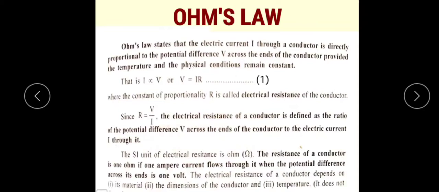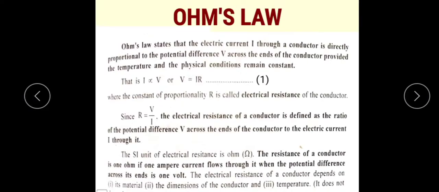The resistance depends on the temperature also. If the temperature is more, obviously its resistance is more. How? As temperature increases, the atoms in the conductor start vibrating more, and the free electron movement also increases. As movement increases, the collisions increase. Because of the collisions, the resistance also increases. That is the third factor.